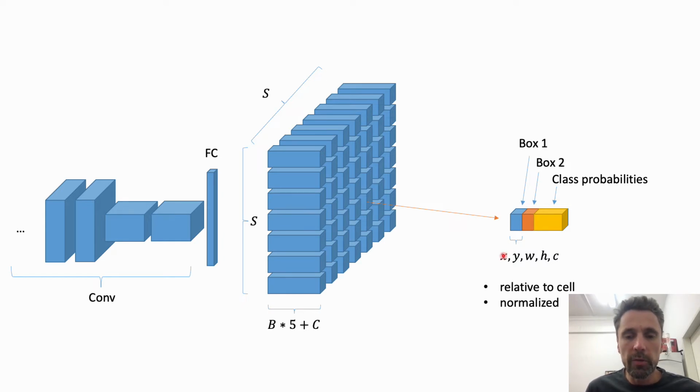You will find different formulations, but the original paper states that x, y, and also w and h are normalized, so between 0 and 1, and x and y are relative to the cell center, right? So that's something that the network needed to generalize better to the problem. So let's have a look at those grid cells again.